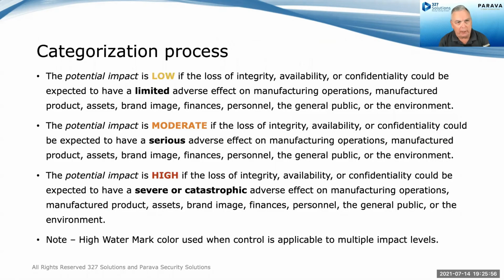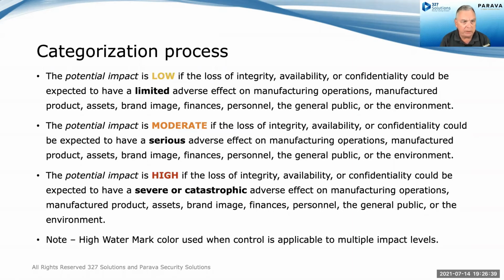There's a very important aspect that goes into the selection of controls, and that is referred to as the categorization process, where we essentially look at the impact if something happens. Now, the way that the controls are listed, they're basically put into three categories, where if the potential impact is low, the loss of confidentiality, integrity, and availability could be expected to have a limited adverse effect on the manufacturing operations, manufactured product, assets, brand image, finances, personnel, the general public, or the environment.